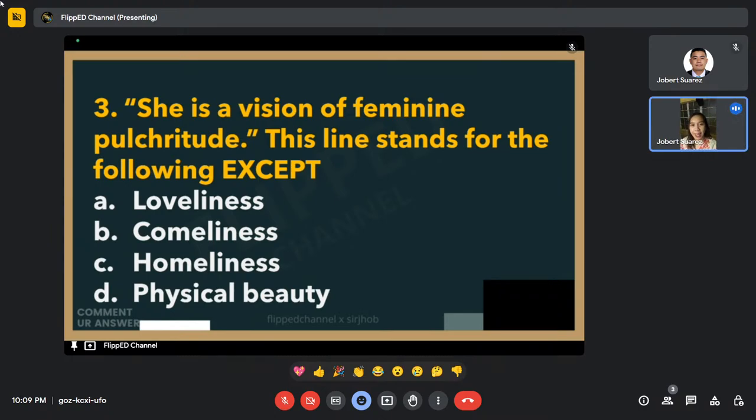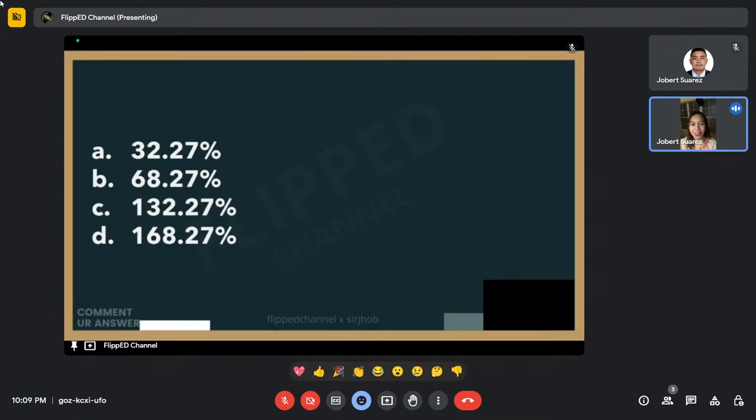Time's up. The correct answer is letter C. I see some answers letter A, pero tandaan nyo ha, nakalagay dyan except yung kakaiba. Next, so the multitude here, the feminine vision is homeliness. Ayun po yung opposite. Next, number four.